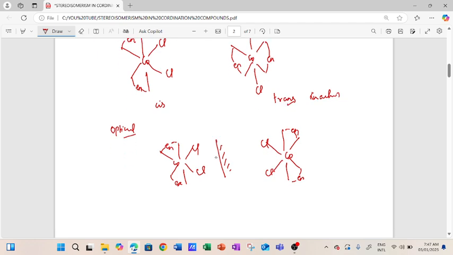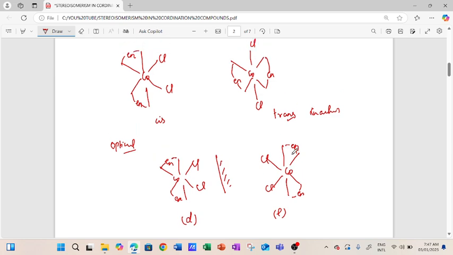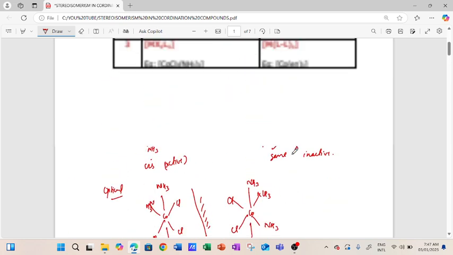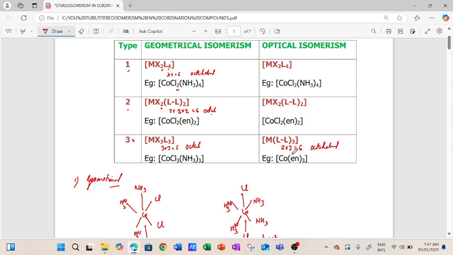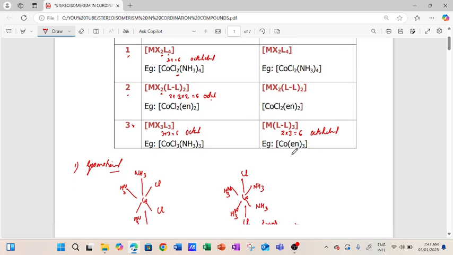So it's optically active. One is dextro, another one is levo. So this is how we can draw the geometrical and optical isomerism of this type, which is MX2 (LL) twice. Instead of this LL, here I have taken en as a ligand, but it can be any, like C2O4 2 minus, which is another didentate ligand. For any didentate ligand, you have to connect 2 corners and write that particular name at the middle.